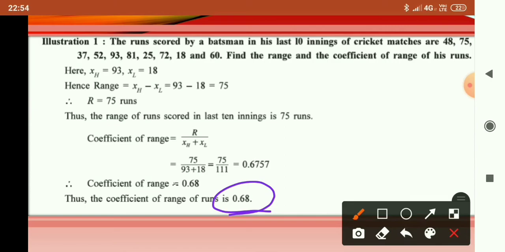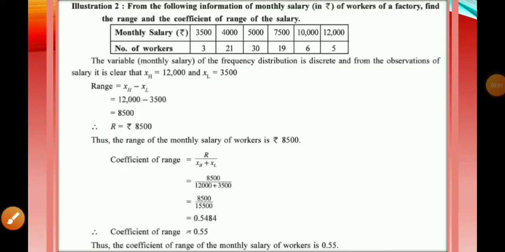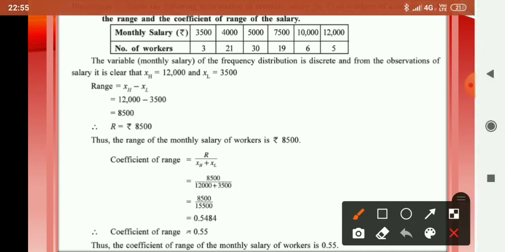Okay. Here in this sum you can see the highest value of observation. We can see here the highest observation is 12,000. Now what is the lowest observation? The lowest observation is 3,500. So what will be my range? Highest observation minus lowest observation. So 12,000 minus 3,500, that is 8,500.